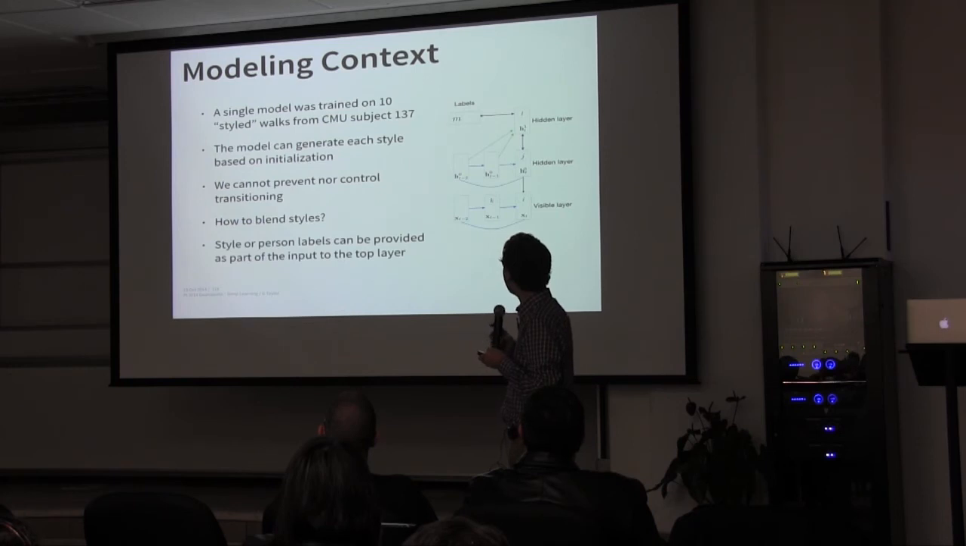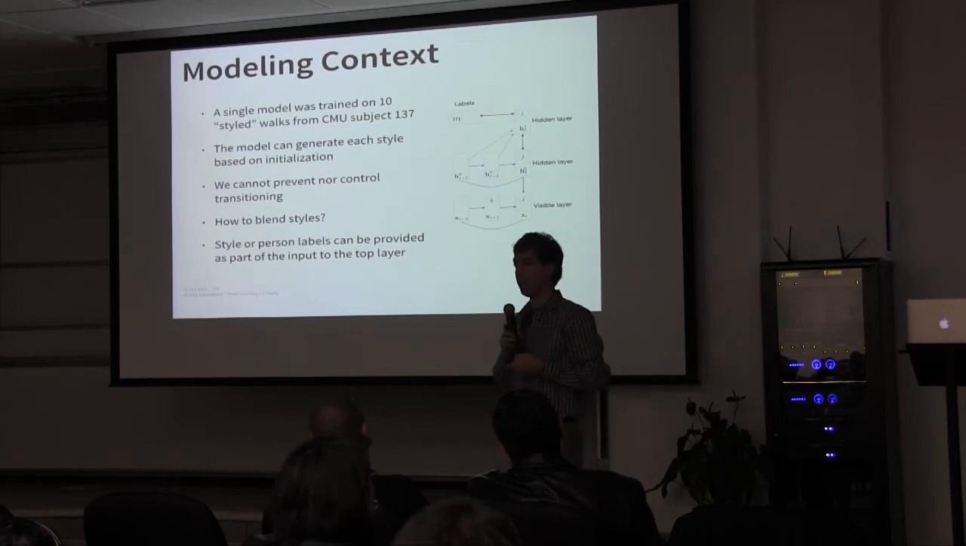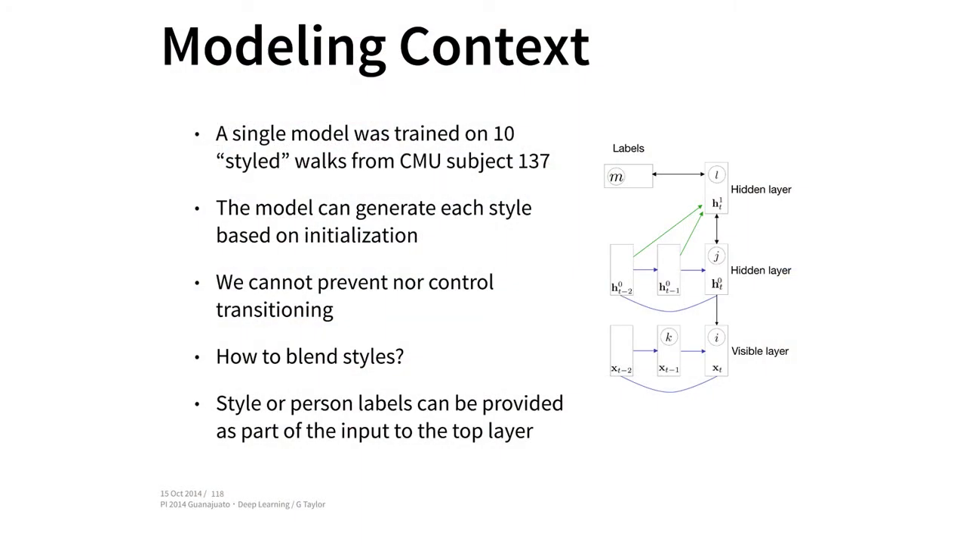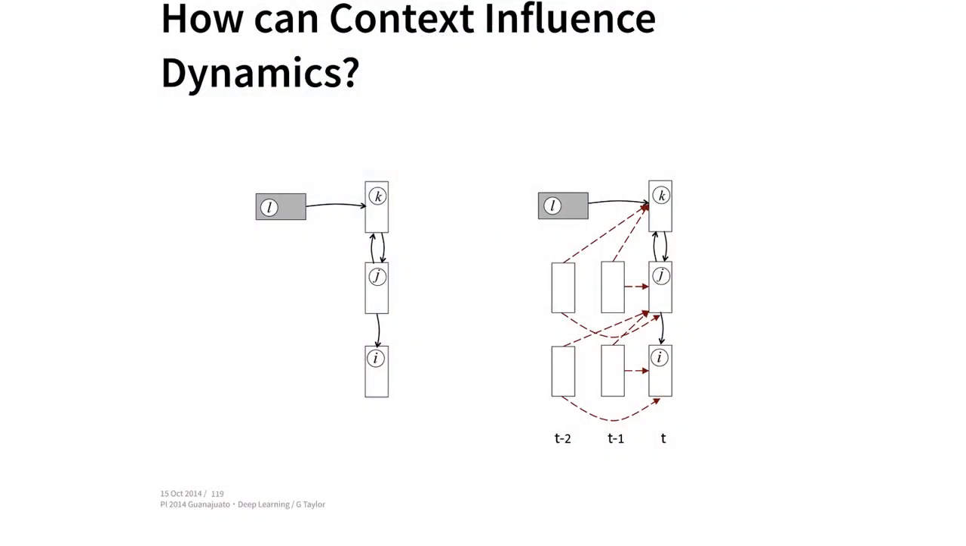So the idea here is that we could just provide a style label at the very top of the hidden layer. And this is what's been done for RBMs when we want to train a generative model and add some additional label information. For example, if we're doing recognition, we might want to add a class label. So we could just add a style label up here. And we can see in a typical deep belief network, style can get added up here, and that can influence the top layer hidden units.